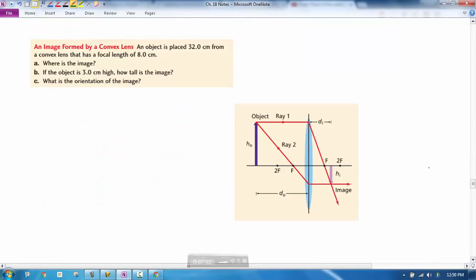All right, so let's do an example then. Let's say an object is placed 32 centimeters from the convex lens. So that's the distance of the object, 32.